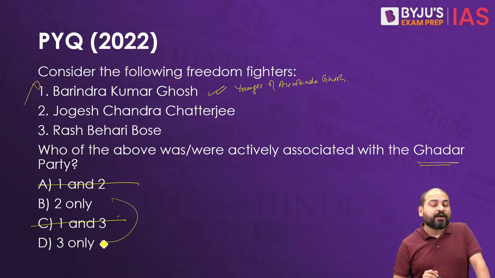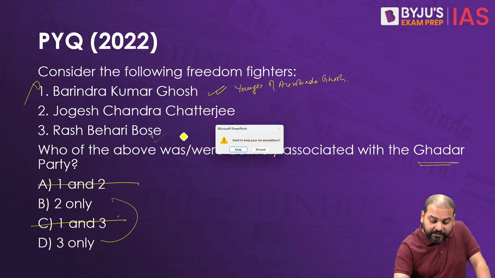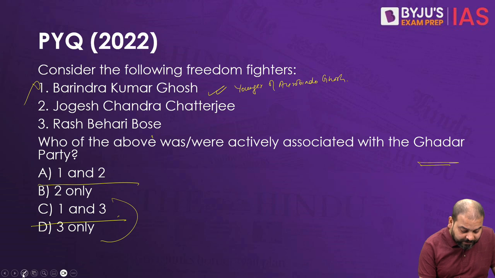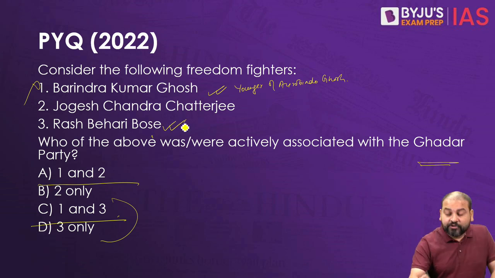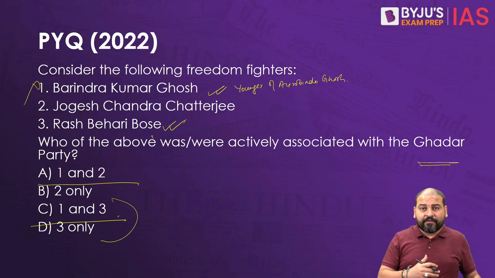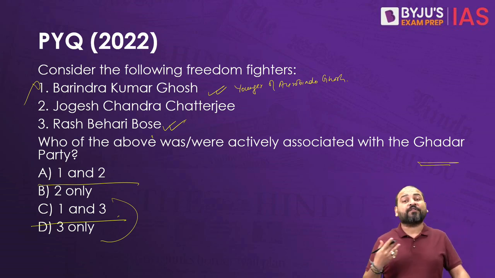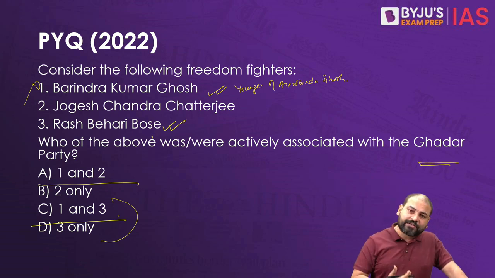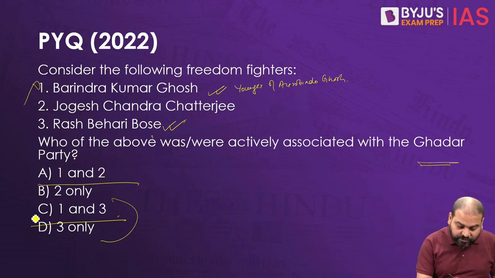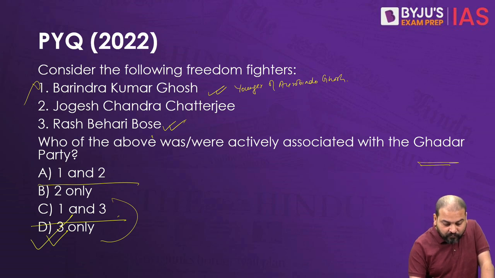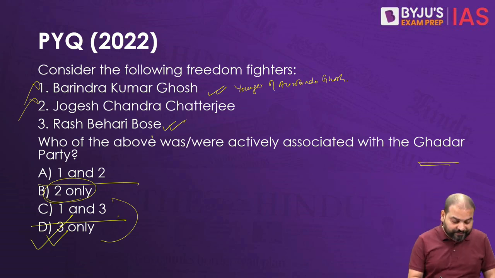So either of the 2 are correct. The correct answer is Raj Bihari Bose. Just a second. The correct answer is Raj Bihari Bose because during the World War I, when the Gadar was not getting the sort of desired support, it was Sachin Sanyal and Raj Bihari Bose who were asked to get involved in this movement. So 3 is correct. The answer has to be D, and 2 only will be wrong. Jogesh Chandra Chatterjee was not involved in this.